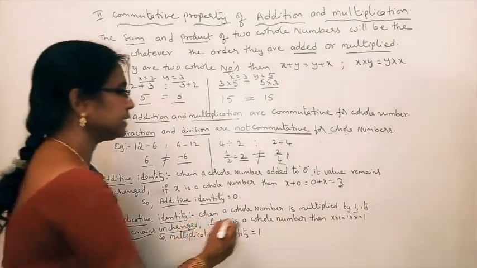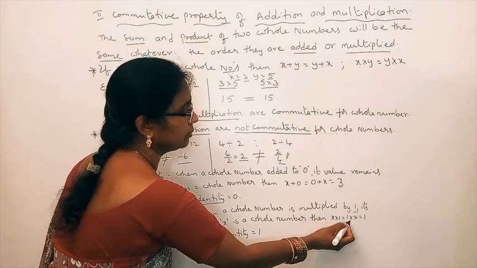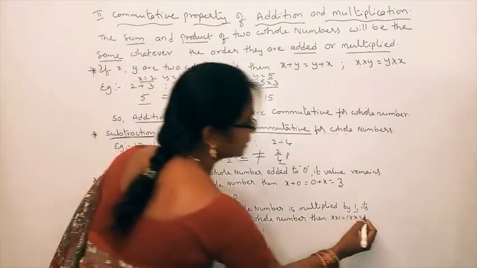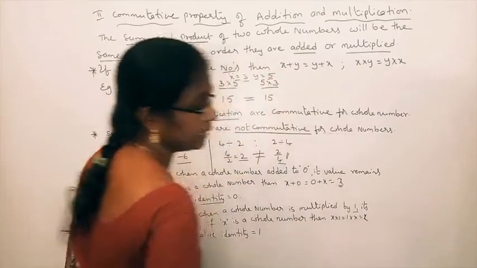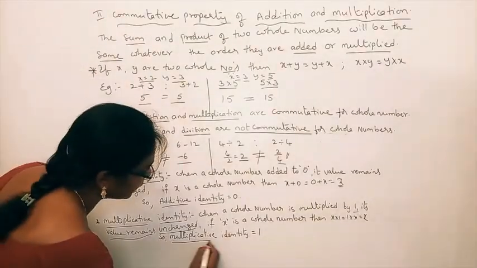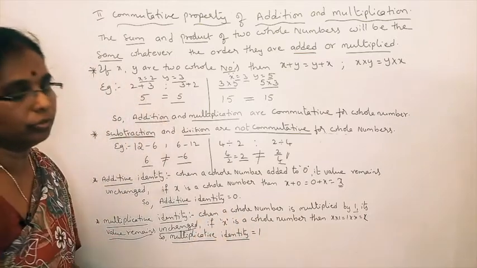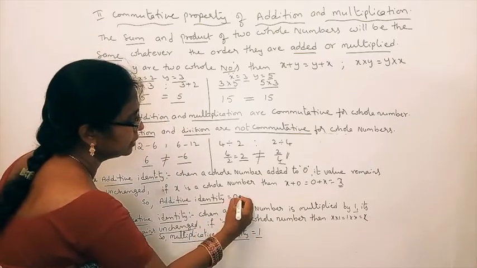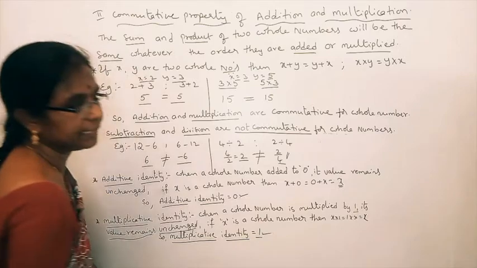So if x is a whole number, then x into 1, and 1 into x, is equal to x. That means the identity does not change here. Then we can say that the multiplicative identity is equal to 1. Additive identity is 0 and multiplicative identity is 1.